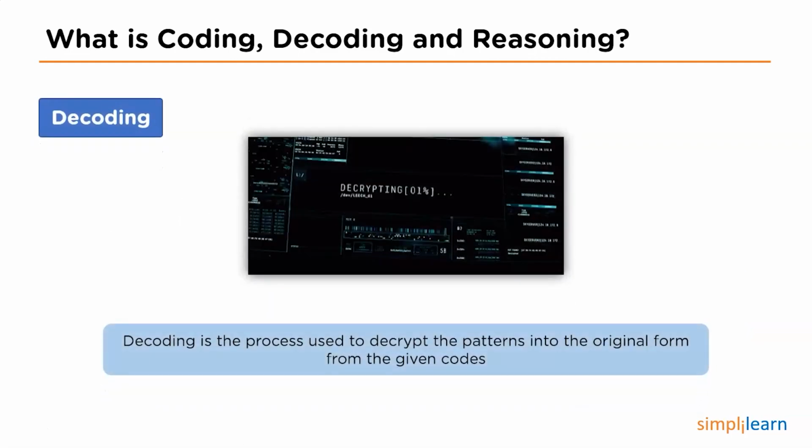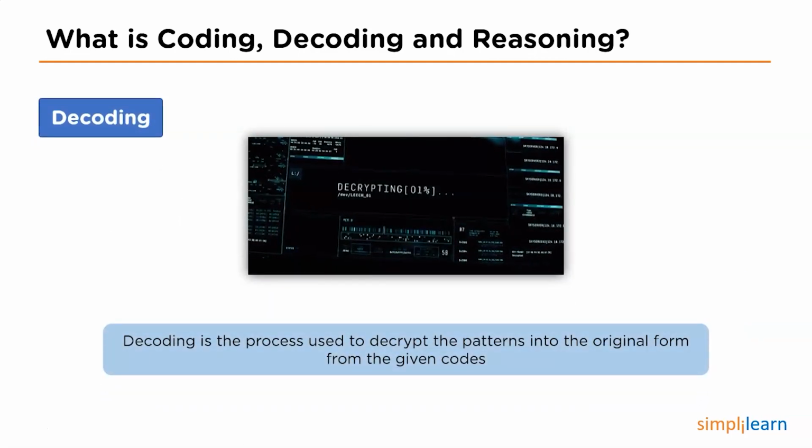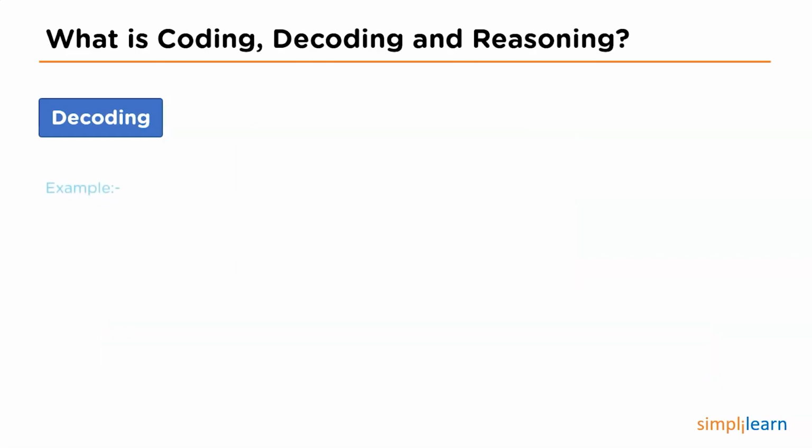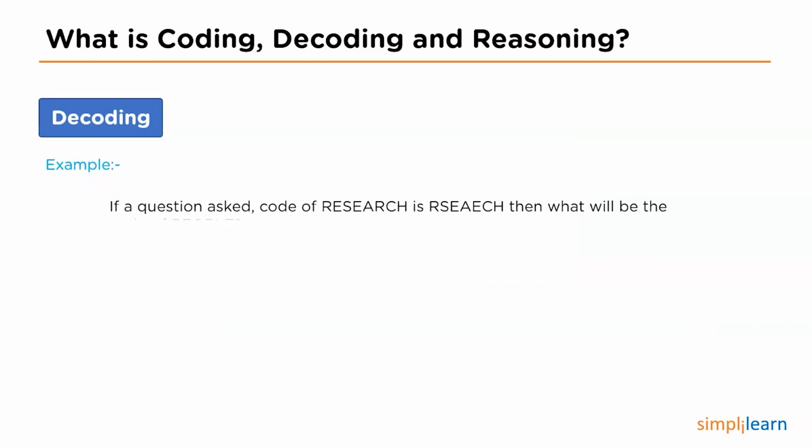Next, we will have decoding. Let's have a look over decoding. Decoding is the process used to decrypt the patterns into original forms from the given forms. Let's have a look at decoding using an example for clear understanding.